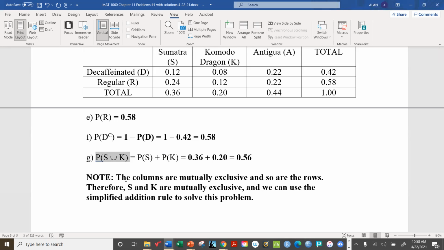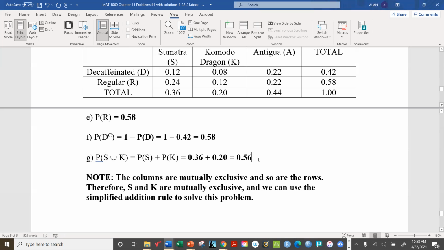Okay, so there's no need to subtract the intersection between them because it doesn't exist. So instead, whenever we have a union in this table like this, we can just add those together. So the probability of getting either Sumatra or Komodo dragon is just the sum of Sumatra 0.36, and Komodo dragon 0.20. So the grand total is 0.56.